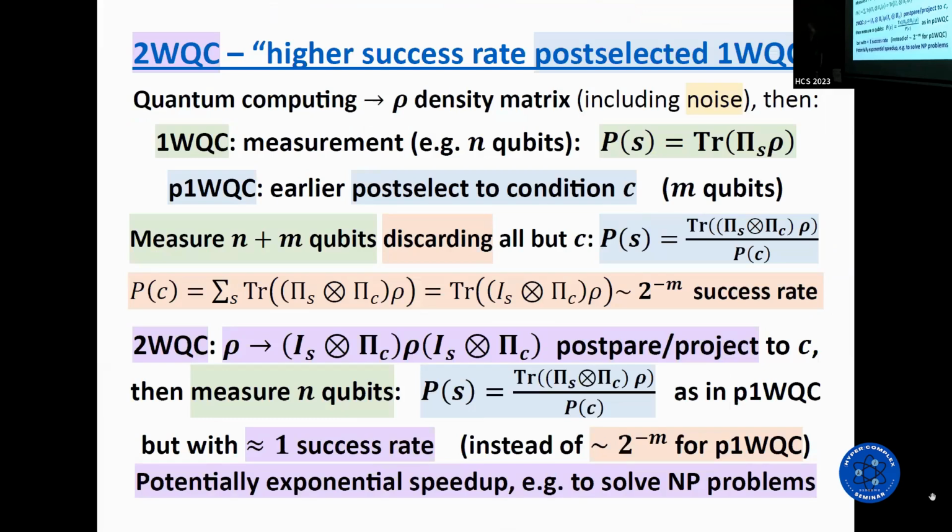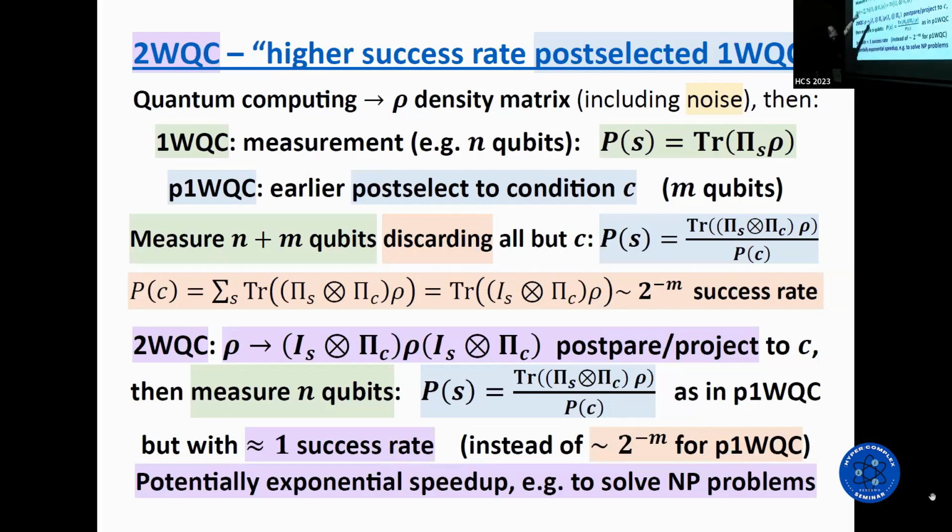So here is the higher success rate compared to post-selected quantum computers. Here is the standard measurement probability. You probably know this formula, the trace of the projection. After this state preparation and some unitary evolution, with some noise inside, we get to this density matrix rho, and we treat it in three different ways. The basic way is just to measure, getting this probability distribution. We could also make a post-selection.